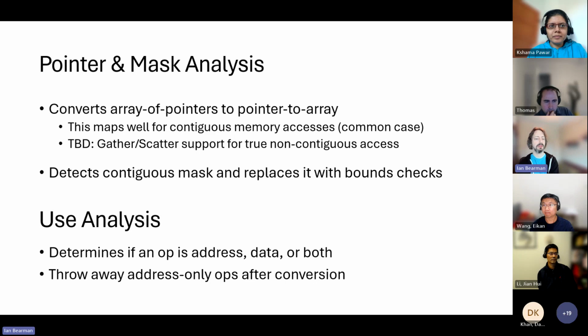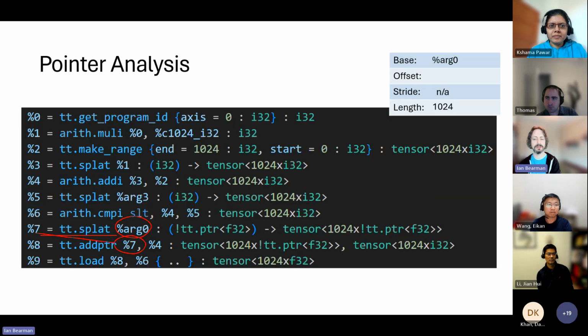The pointer analysis and mask analysis and use analysis work together to try and convert arrays of pointers into pointers of arrays. So basically, we're trying to convert from a SIMT model directly into the SIMD model, which is more amenable to the middle sort of linalg style codegen or representation in MLIR. It doesn't have to be linalg. I don't need to go over the slide too much. If you're curious about the pointer analysis, it's actually a forward pass through the code, and folks can take a look and learn more about it.